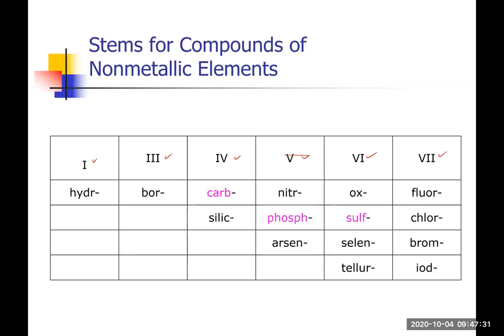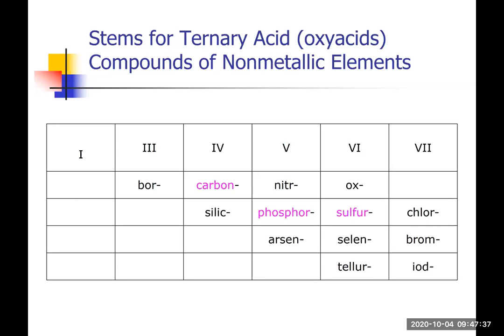Let's compare this and look specifically at carbon, phosphorus, and sulfur for ternary acids or oxyacids. Now the other stems remain the same, but for ternary oxyacids, the stem for carbon is carbon. The stem for phosphorus is now not phosp, it's phosphor. And the stem for sulfur is sulfur. All the other stems, as you can see, remain the same.